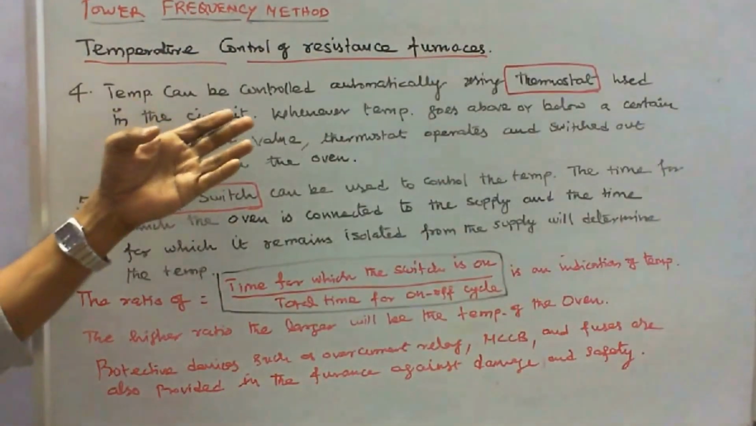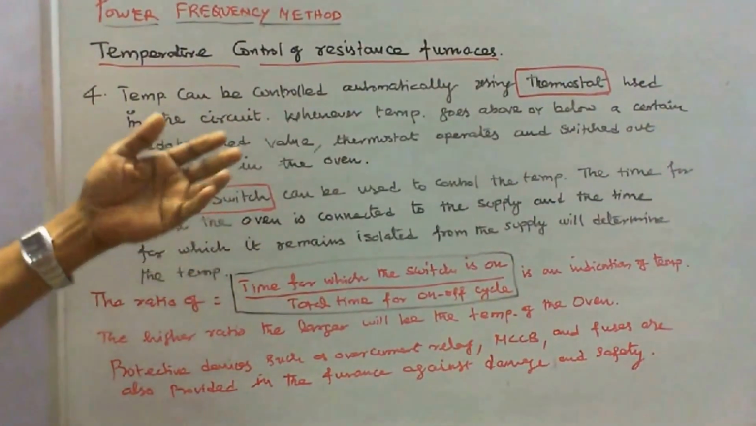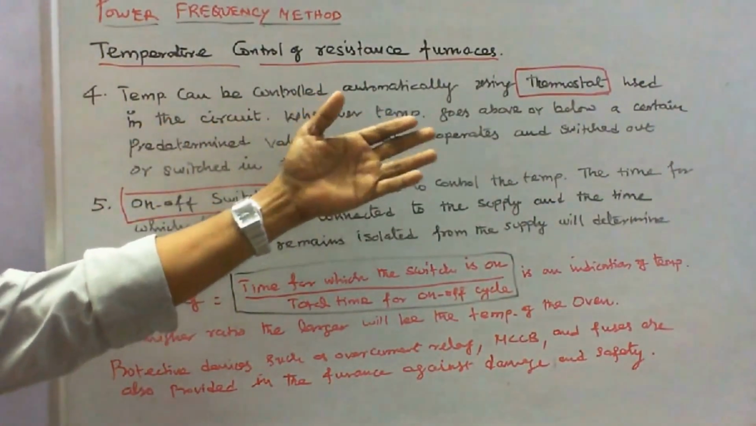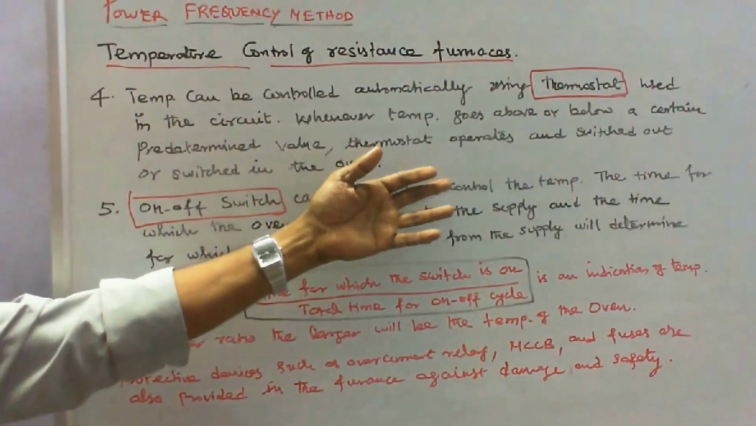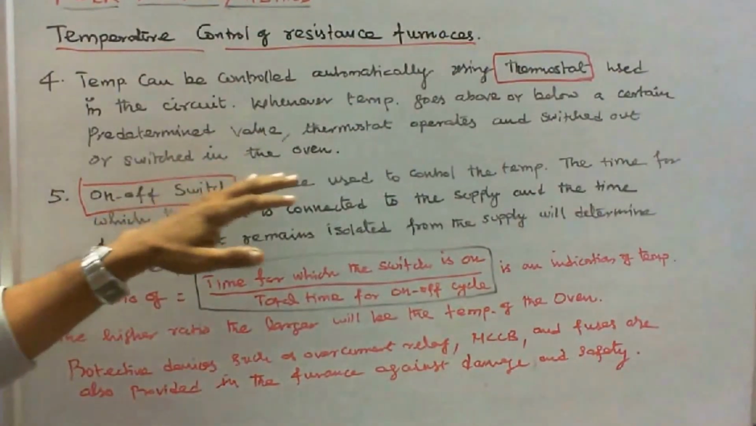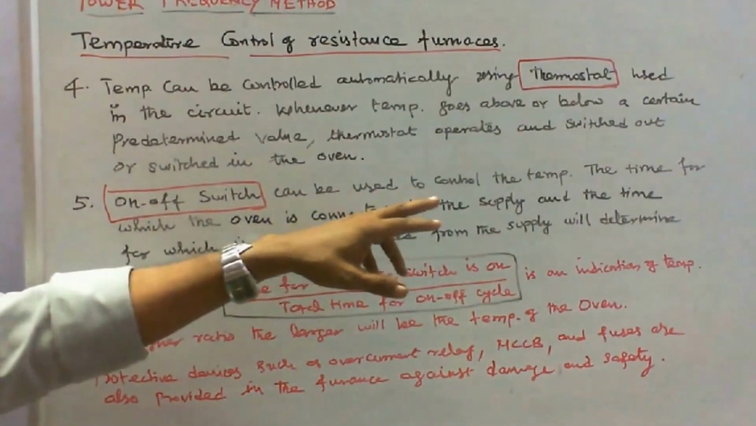Temperature can be controlled automatically using a thermostat used in the circuit. Whenever temperature goes above or below a certain predetermined value, the thermostat operates and switches out or switches in the oven. An on-off switch can be used to control the temperature.